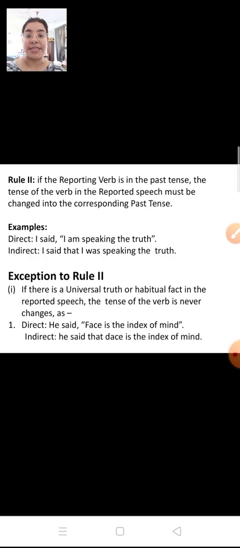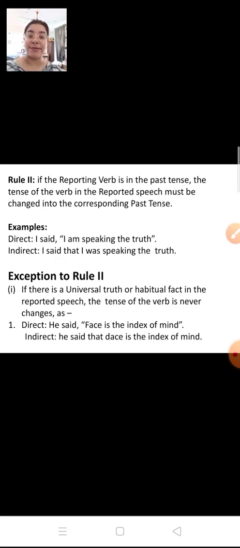Now, let us see the second rule. The second rule says that if the reporting verb is in the past tense, the tense of the verb in the reported speech must be changed into the corresponding past tense. For example, I said, I am speaking the truth. I said means that was in past tense. In indirect speech it becomes: I said that I was speaking the truth.